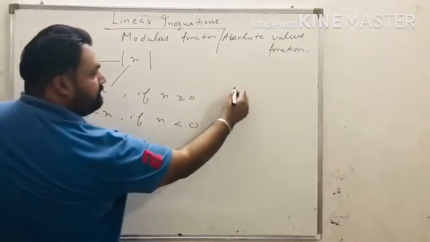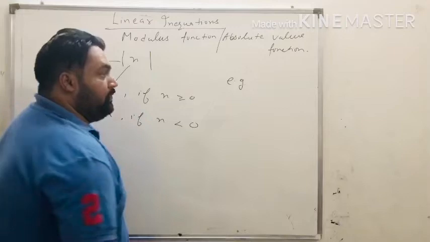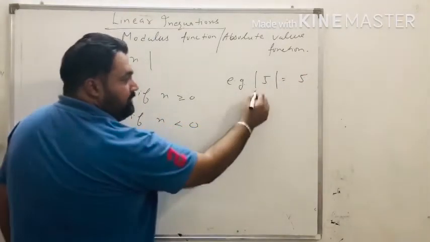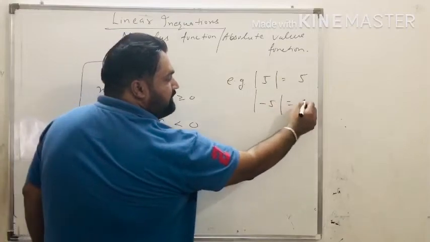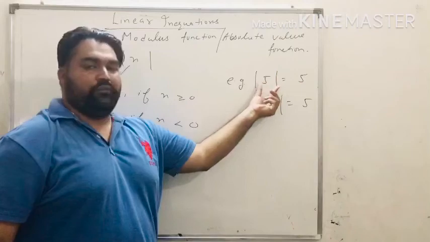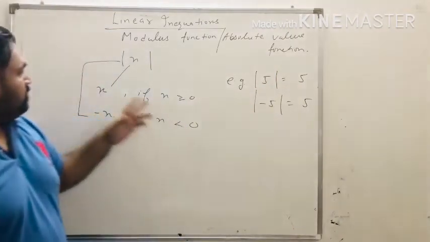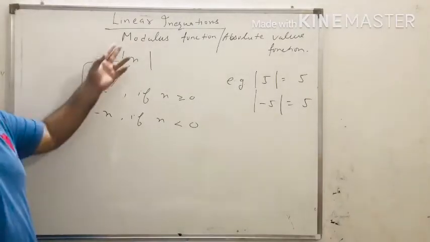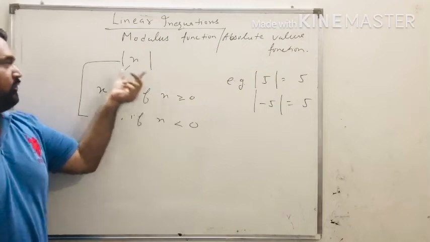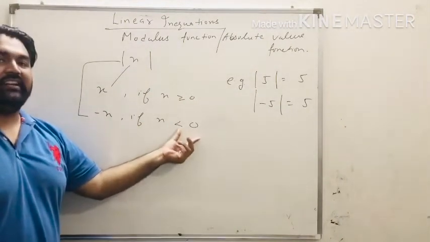For example, the magnitude of 5 is 5, but the magnitude of minus 5 is also 5. So the magnitude of two different values, but the answer remains the same. So this is the basic concept of modulus function. Modulus x equals x if x is greater than or equal to 0. Modulus x equals minus x if x is less than 0.